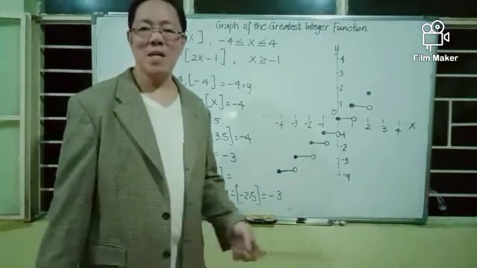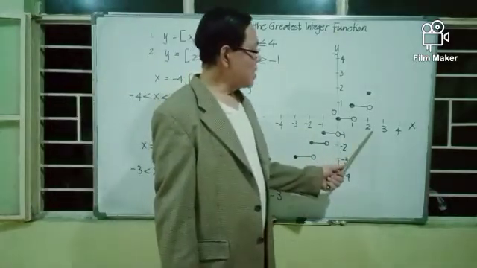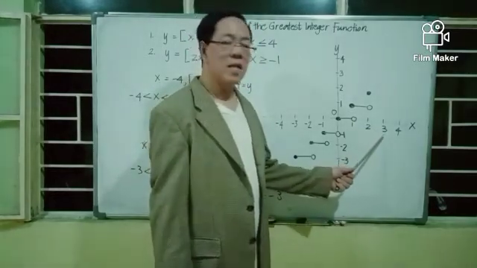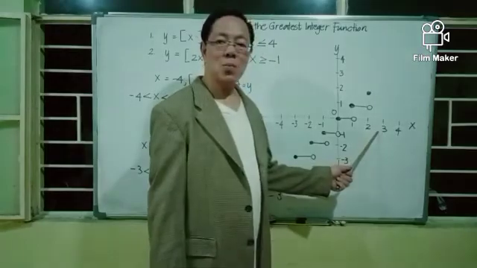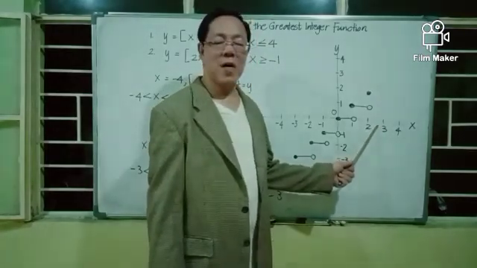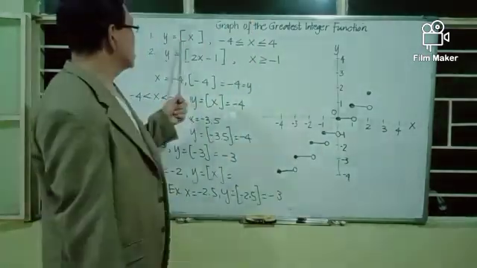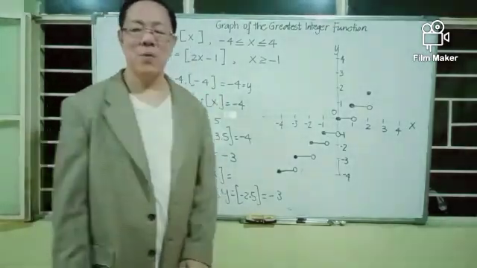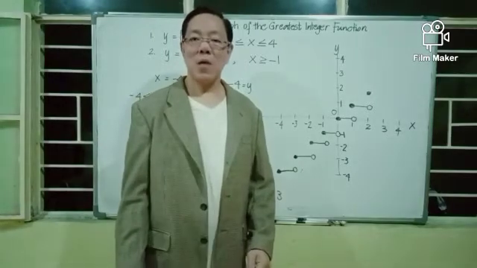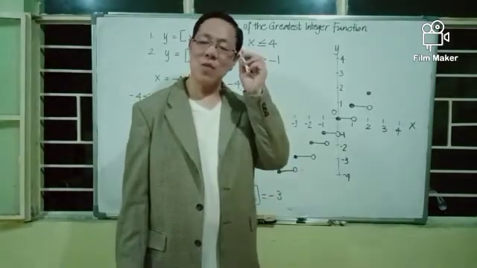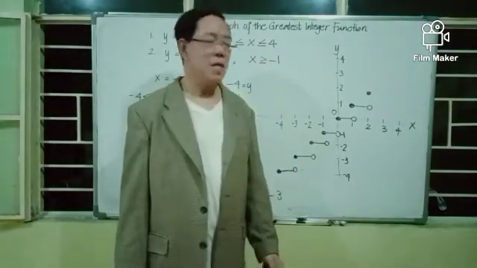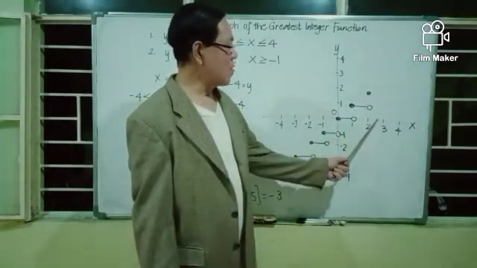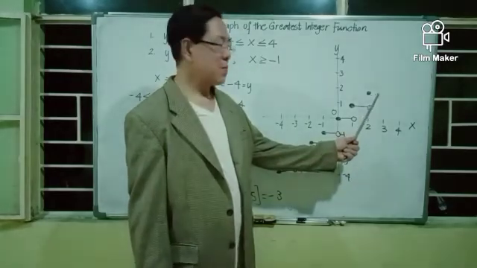Now we take real numbers between 2 and 3, real numbers that are greater than 2 but less than 3. Say 2.5. If x is 2.5, the value of y is the floor of 2.5, and the floor of 2.5 is the greatest integer that is less than 2.5, and that integer is 2. If x is 2.5, the value of y is 2.